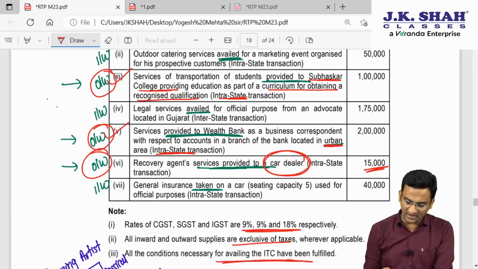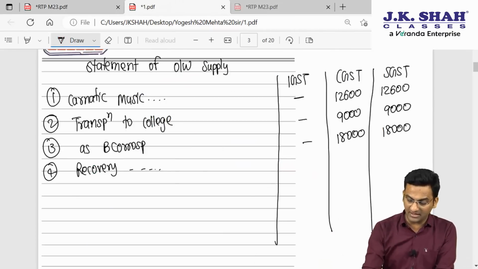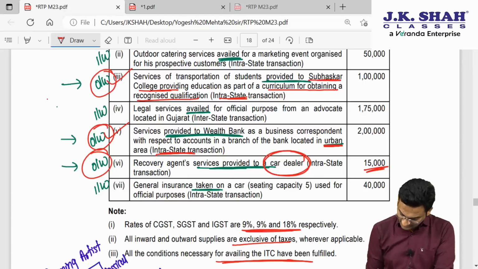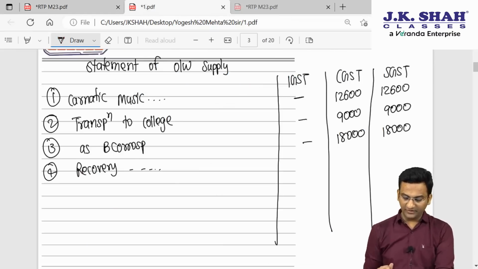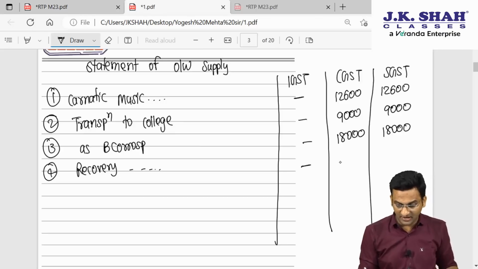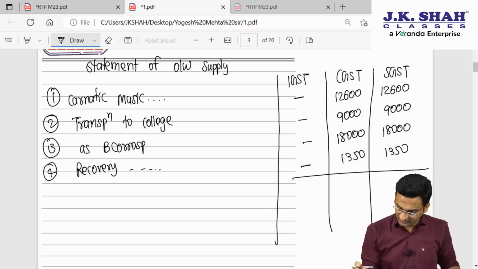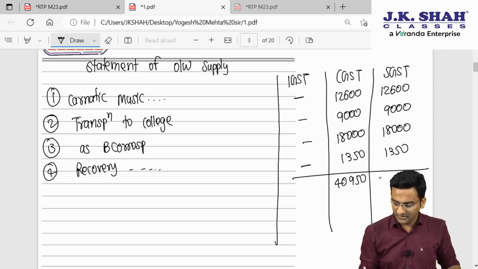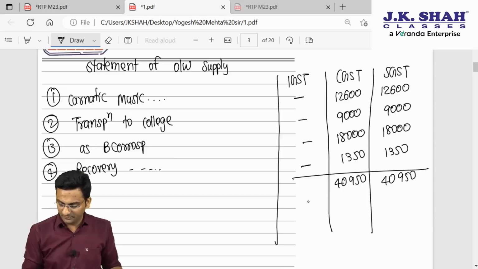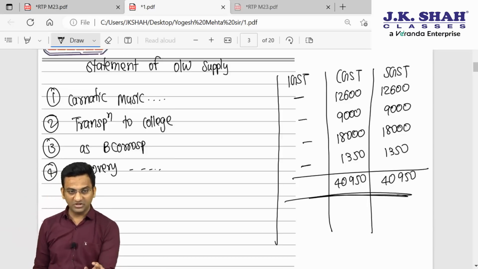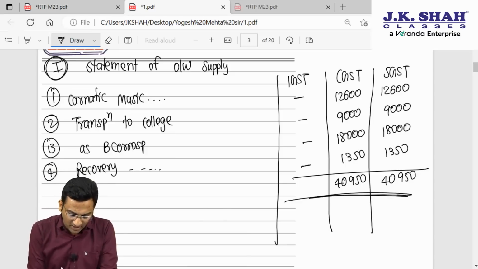So fourth point, recovery agent services to the car dealer, and the amount is 15,000. So 15,000 into 9%. The transaction is an intrastate supply. Yes, it is an intrastate supply. So friends, all the outward supplies are intrastate supplies, and the tax will be 1350 and 1350. And the total will be 1350 plus 18,000 plus 9,000 and plus 12,600. So the total outward tax, that is the outward CGST payable, is 40950. Again, SGST will be 40950. So friends, the first part of this question is over. We have found the tax on outward supply.